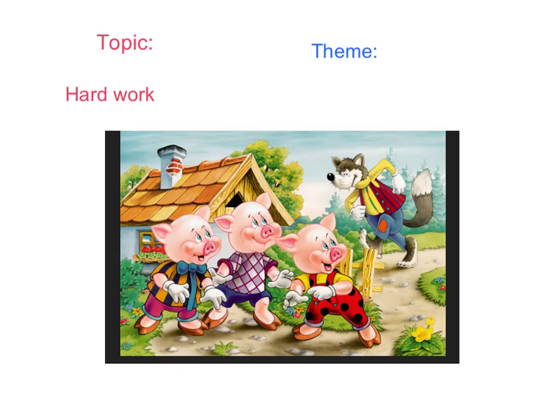The topic of the Three Little Pigs is hard work. However, the theme is what the author is trying to tell you or teach you about hard work. Talk to your shoulder partner and try to decide, what does the Three Little Pigs teach us about hard work?